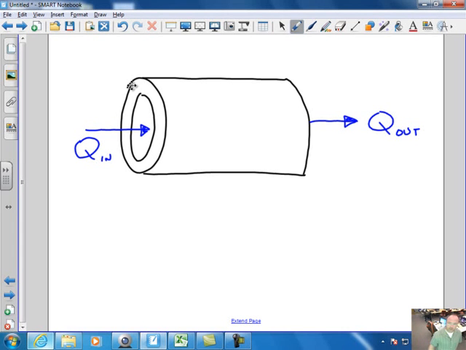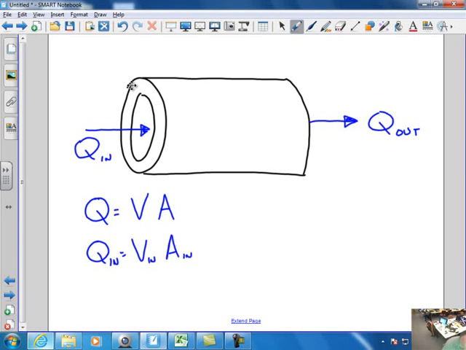In terms of a general outline then, we know that Q is a function of two things: one, the velocity at which it's coming in, and the cross-sectional area which it covers. So it's going to be a function of velocity and area. In this case, Q in must equal velocity in times my area in, and Q out must equal velocity out times area out.